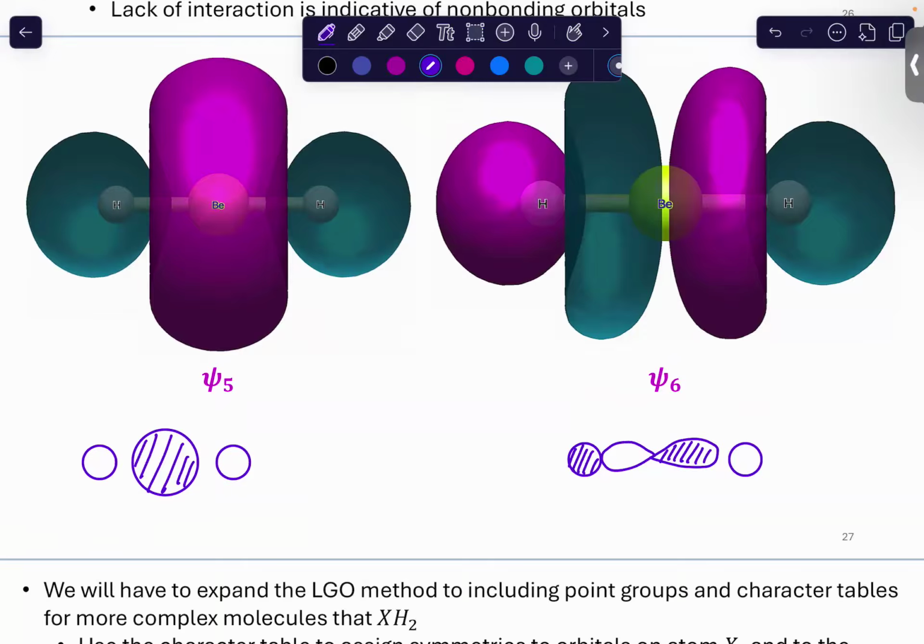kind of like that. Now, which one of these would be the lower energy one? The one on the left? Why? I mean just the S. Yeah, because you're dealing with lower energy orbitals. All righty.